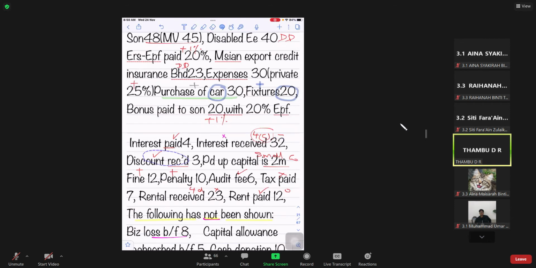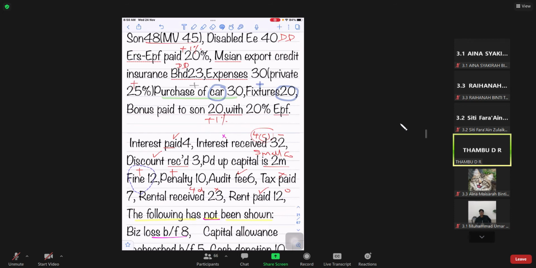Discount is business. Paid up capital, 2 million. 2 million means small company. Small company, what is the condition? You pay tax at 17% up to 600, provided they are resident. Non-resident will end up paying 24%.